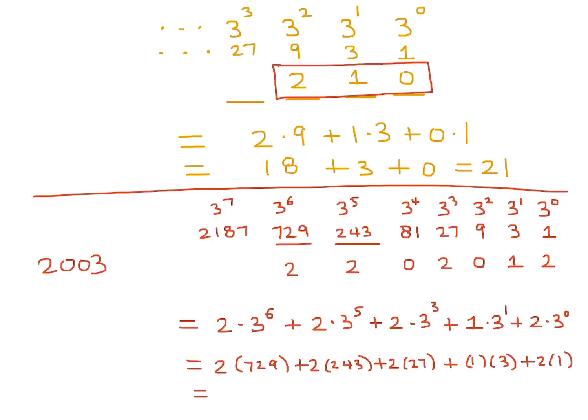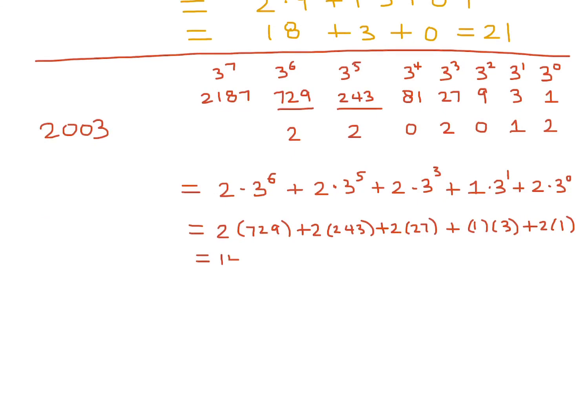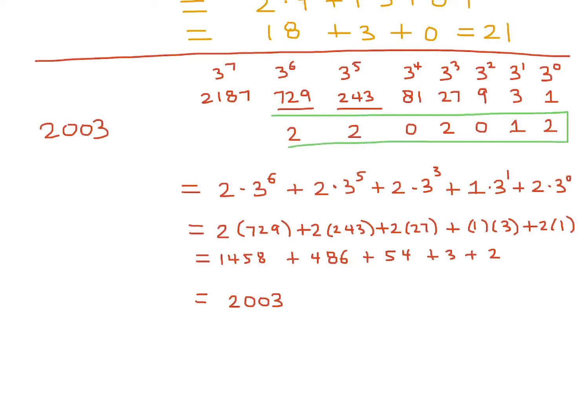This is 1458 plus 486 plus 54 plus 3 plus 2. And if you add that up, it is 2003. So how do you write 2003 in ternary? Like this.